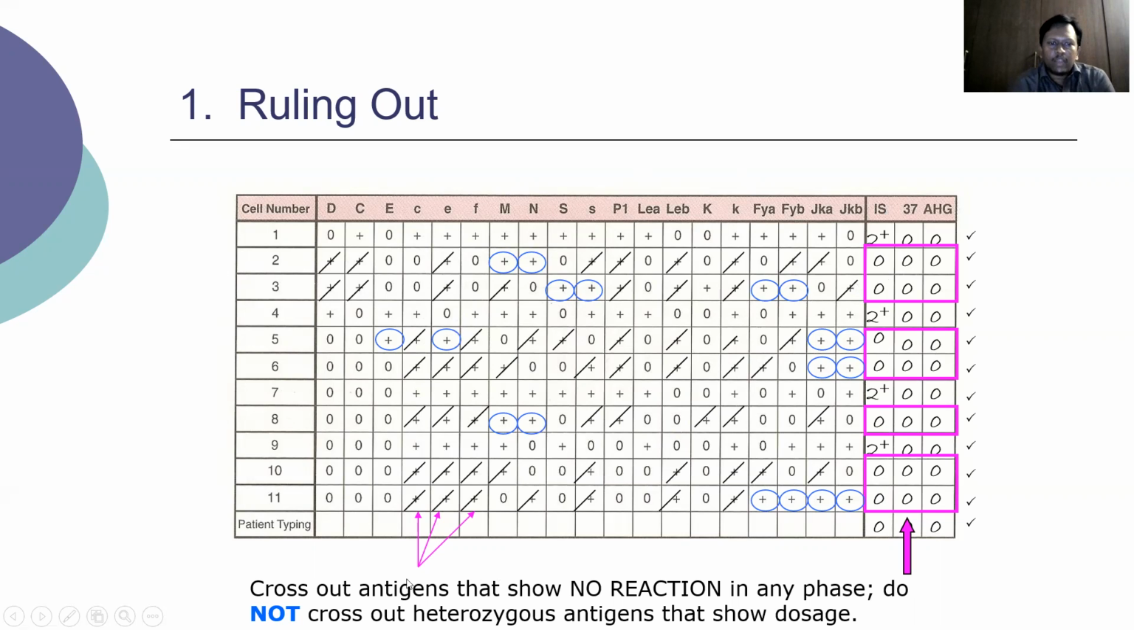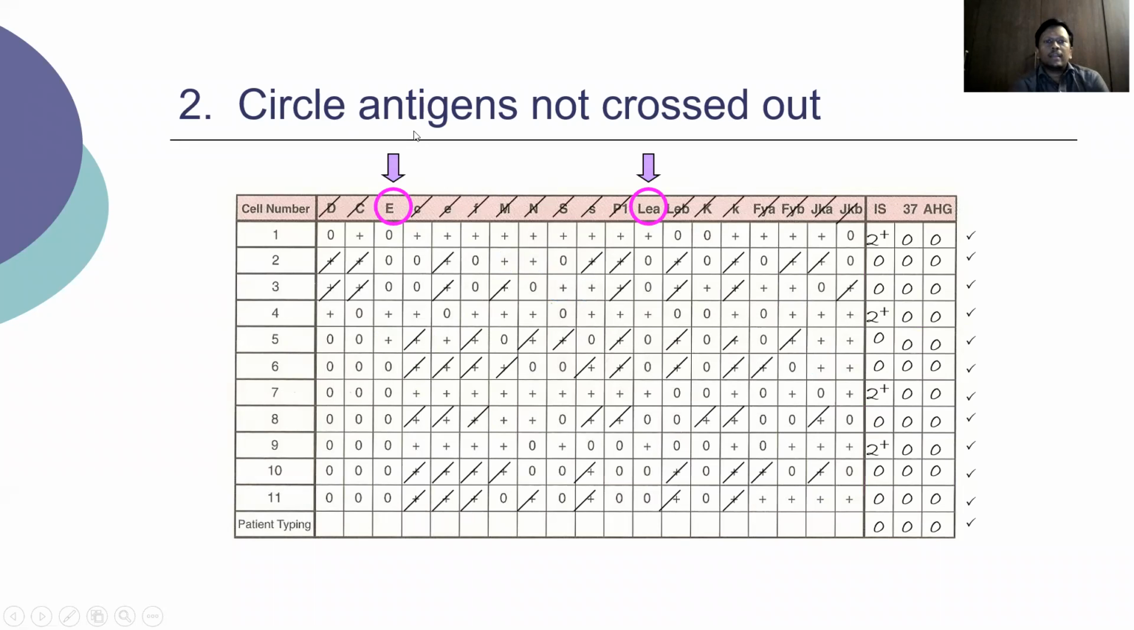The main thing is we are going to cross out antigens that show no reaction in any phase. So wherever the reaction is 0, we cross out the antigens. One thing we must not forget is not to cross out heterozygous antigens that show those. By crossing out, we are able to remove many of the antigens. After we have crossed out, only very few antigens remain. We circle the antigens which are not crossed out. Here in this antigram, you can see almost all the antigens have been crossed out except for 2 antigens, that is capital E and Lewis A.